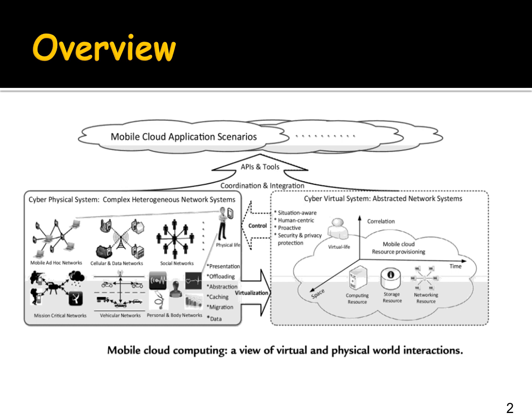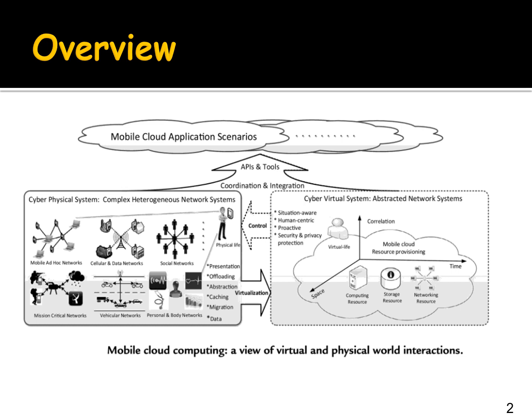Cyber physical system has a lot of parts such as mobile ad hoc networks, cellular and data networks, social networks, vehicular networks, and mission critical networks. These are all heterogeneous network systems and they don't mix with each other. Neither do they interact or correlate to each other.